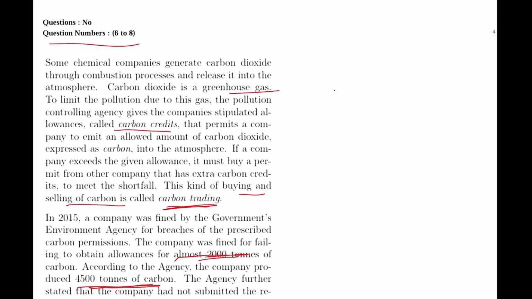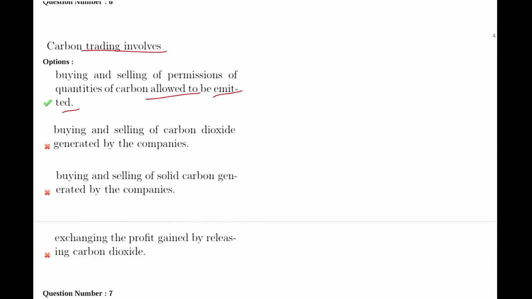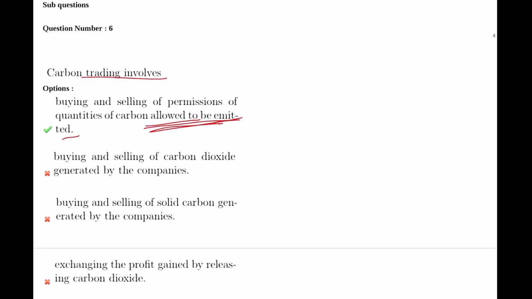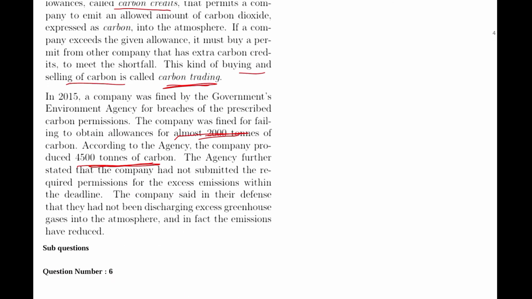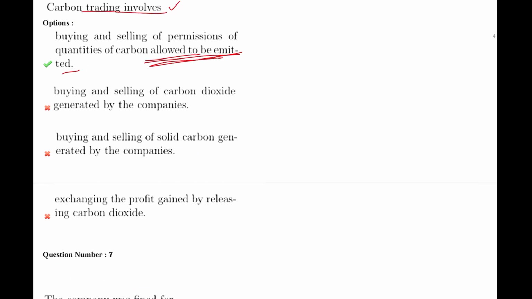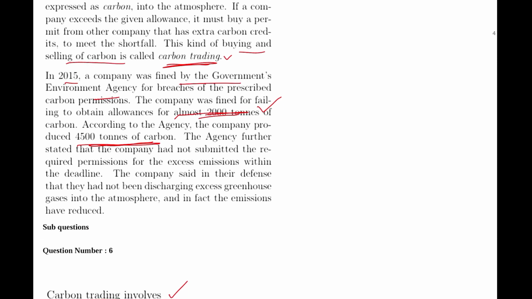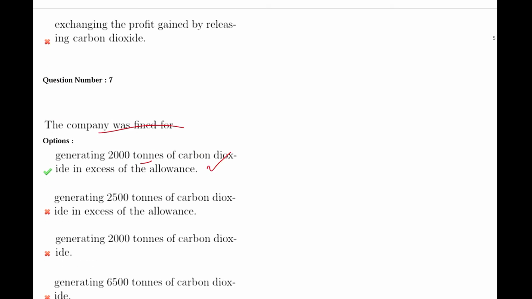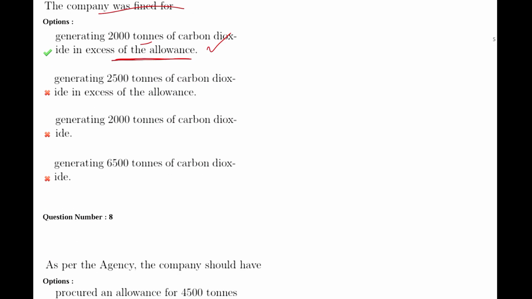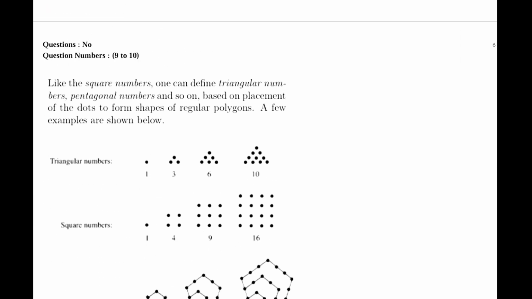So you can read this paragraph, and when you are solving this question, it's a very easy question. Simply, what is carbon trading, which is already given here, buying and selling of carbon. Then similarly, the question is company was fined for. So it is like a simple story that in 2015 a company was fined by government for almost about 2000 tons of extra carbon production and all. So this is here excess without any excess allowance for this much, right? Then how much was procured. So this is a very easy question. I think you can do it.